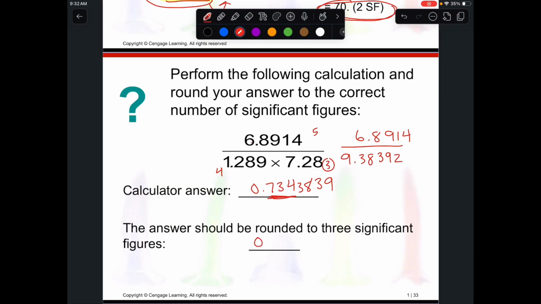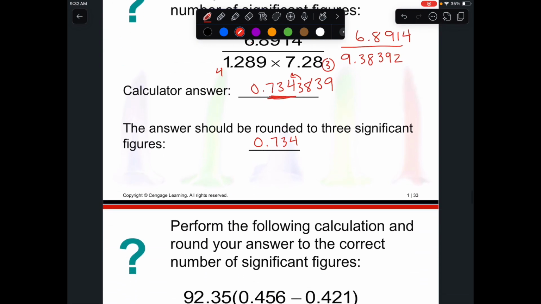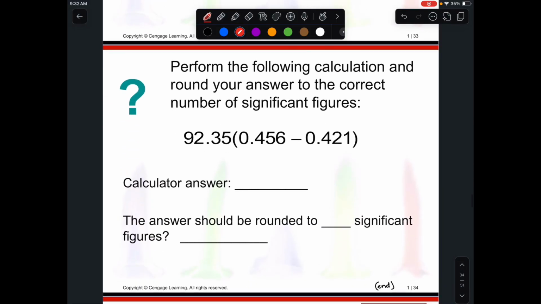My first 3 is these. So 0.73. Does this 3 round this 4 up? It does not. So my answer is 0.734. Okay, so do the math, then do the rounding at the end. Let's try another one here.